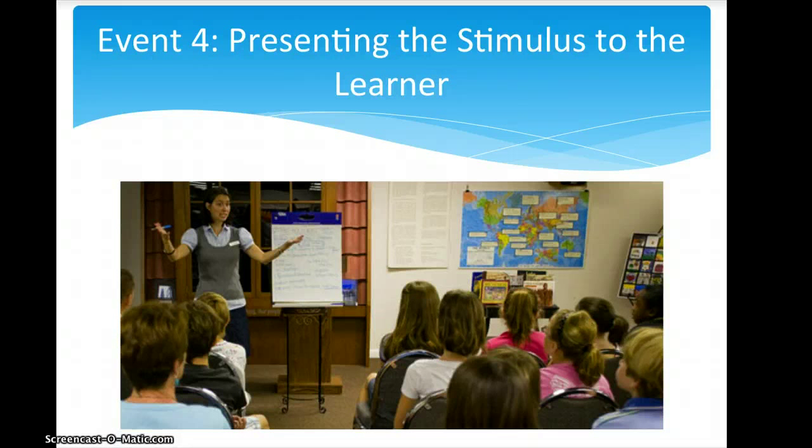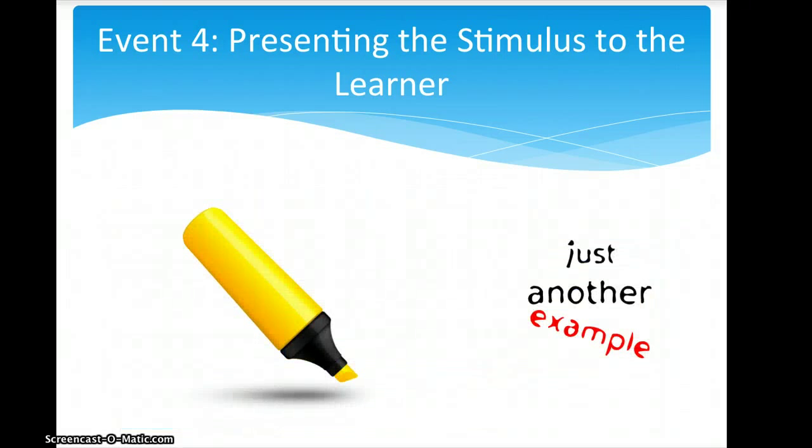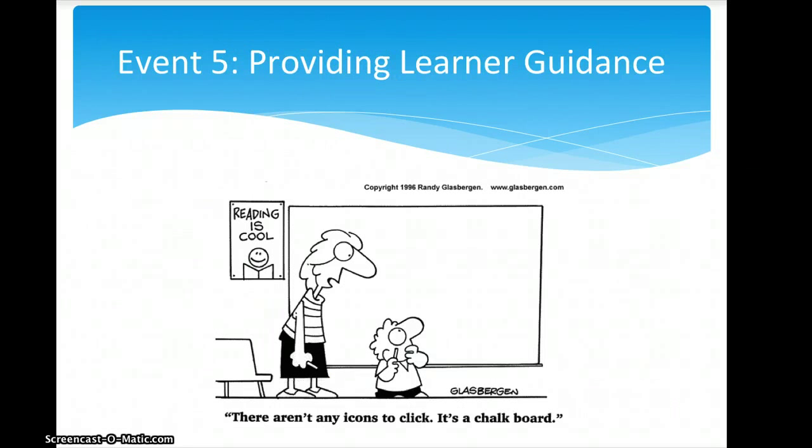Event 4 is presenting the stimulus to the learner, and this is simply presenting the learner with the information which is to be learned. When presenting this content to the learner, it is recommended to underline key terms, circle main events, or highlight differences in the topics being discussed. Instructors should also provide a variety of examples to ensure comprehension of the desired learning outcomes. Event 5 is providing learner guidance, and instructors can do this by giving hints or cues to help push along the learner. Guiding learners helps keep learners on track and also helps prevent learner frustration.